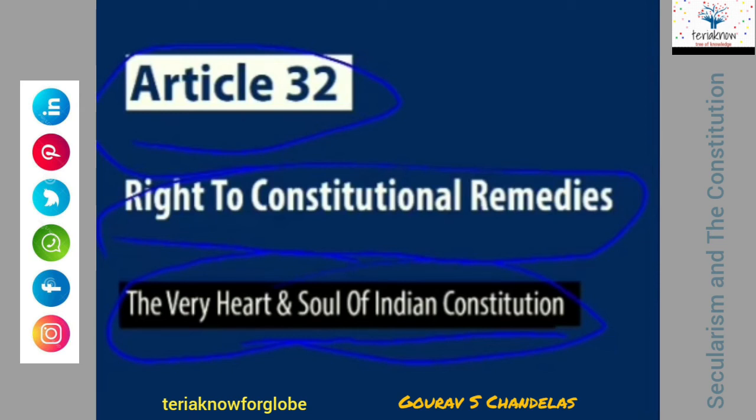Understood? So someone will ask you which article is known as the heart and soul of the Indian Constitution. What will you say? Article 32. What is Article 32? Article 32 is constitutional remedies. Now we will study why it is known as the heart and soul. Because it protects the fundamental rights directly to each and every citizen of the country.